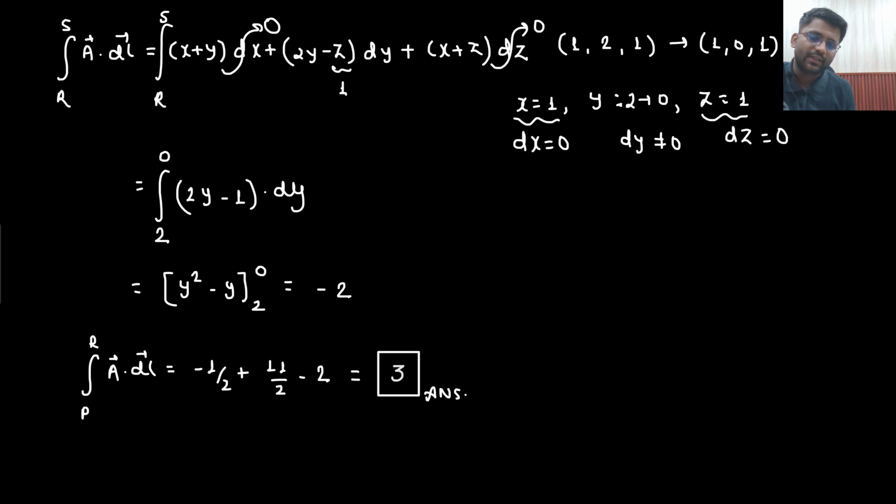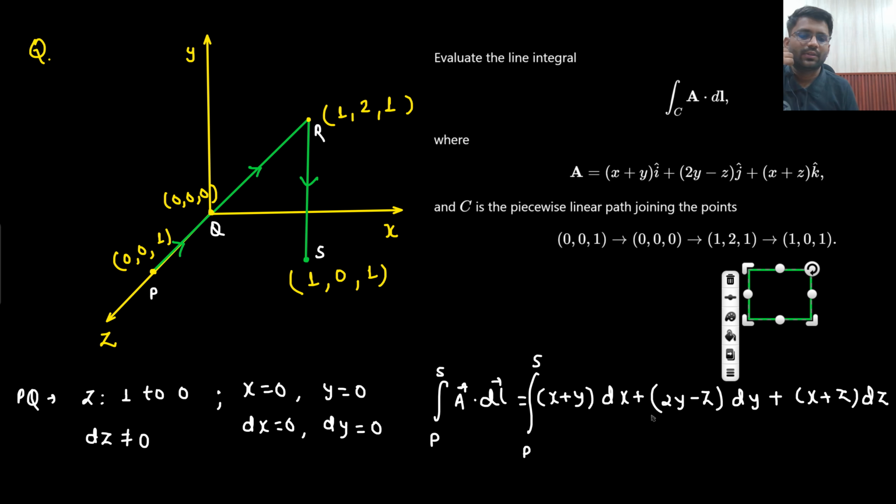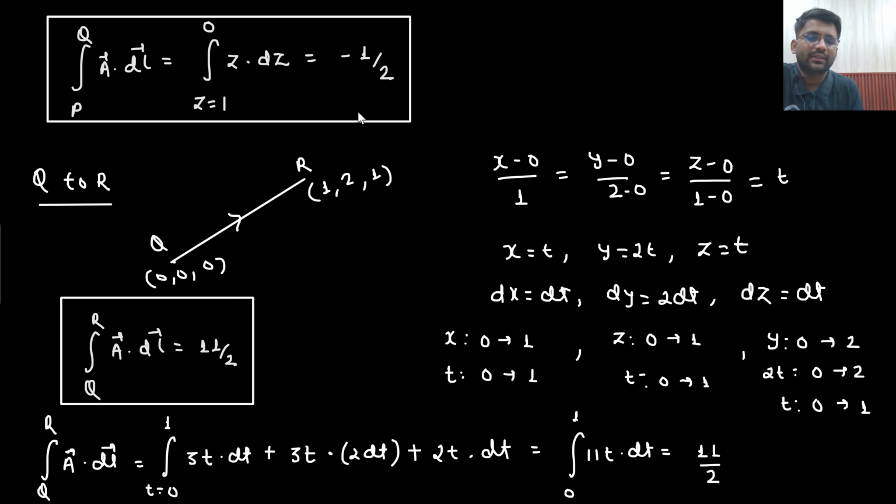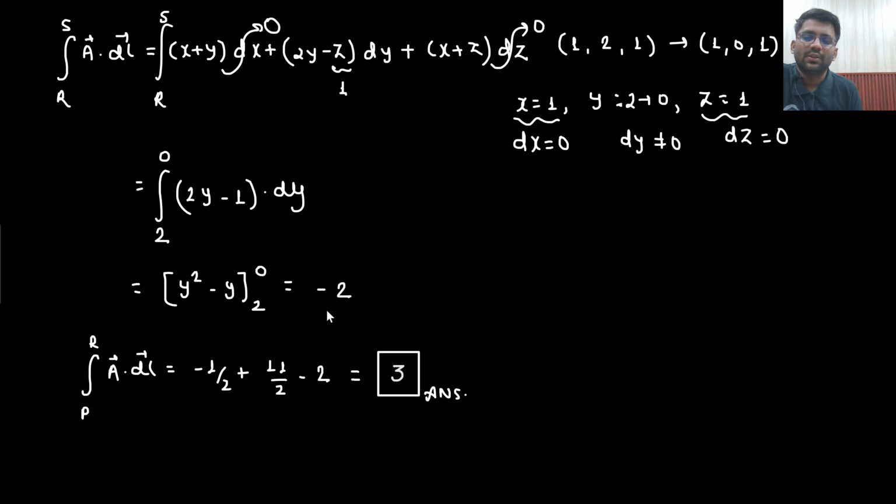I checked with ChatGPT as well. So 3 is absolutely correct. This 8 is wrong. So just slowly solve the question and you will be able to get the answer. There are high chances that this kind of question can be asked in the examination, where you are moving from 0,0,0 to 1,2,1 and then calculate this A dot dl. Here we have taken 3 paths from P to Q, Q to R, R to S, and then again from S to P also I would have taken. But in the examination any of the paths could be asked. Directly minus 1 by 2 they can ask, or 11 by 2 they can ask, or minus 2 they can ask. Eventually the answer is coming out to be 3.